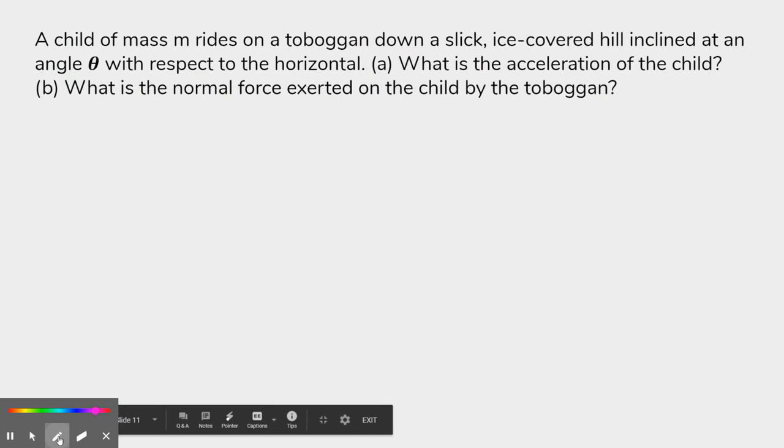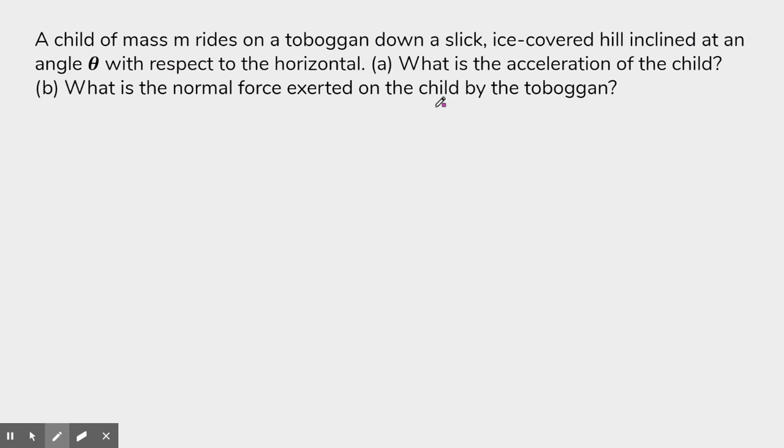And the final problem, we are not working with any numbers here. We're just going to work with the variables. So we have a child of mass m who's riding down a slick ice-covered hill. So that slick ice-covered hill indicates that there's no friction involved. We're going to ignore it. At an angle theta with respect to the horizontal. And we want to know the acceleration of that child. And then we want to know the normal force that's exerted on the child by the toboggan.